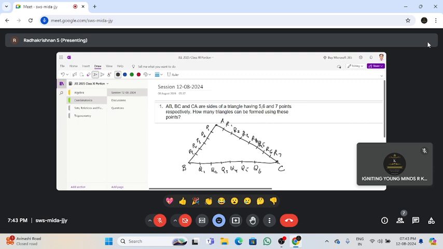A triangle will be formed if the 3 points are not collinear. If all the 3 points lie in the same line, then the triangle will not be formed. For example, if you take P1, P2, and P3, a triangle will not be formed. But if you take P1, P2, and Q1, then a triangle will be formed. Similarly, P1, P3, and Q2, or P1, Q1, R1, all those combinations are possible. So we have to count how many such combinations are possible.